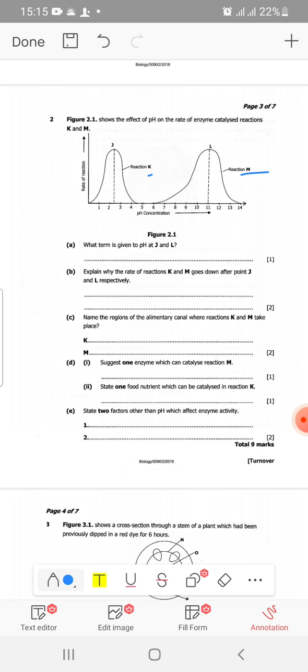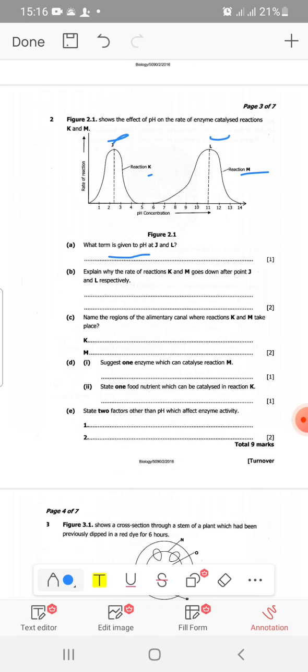Now, what term is given to pH at J and L? The pH at J and L, this is the optimum pH. So that's the optimum pH at which the enzyme works well or works best. That's the answer for question A. So that's the optimum pH.